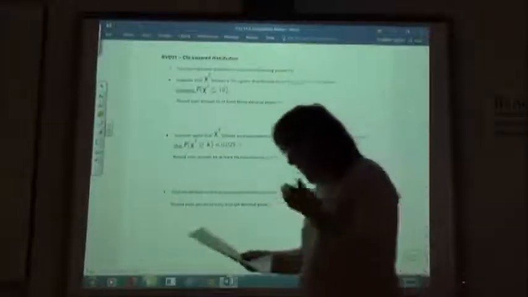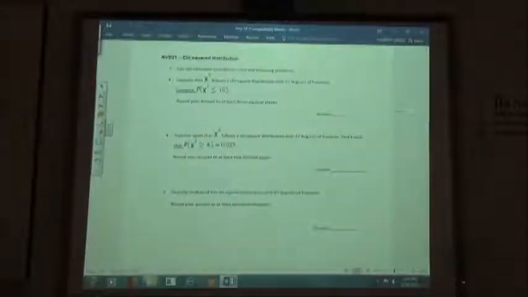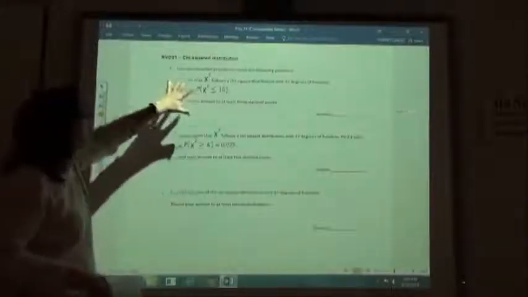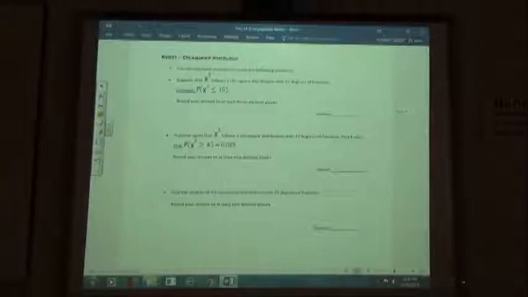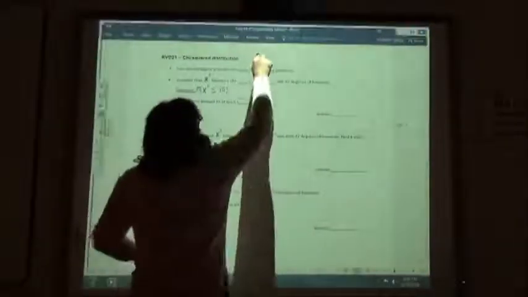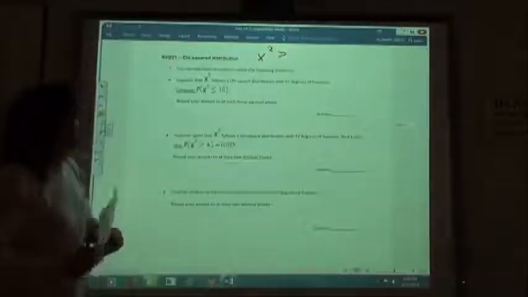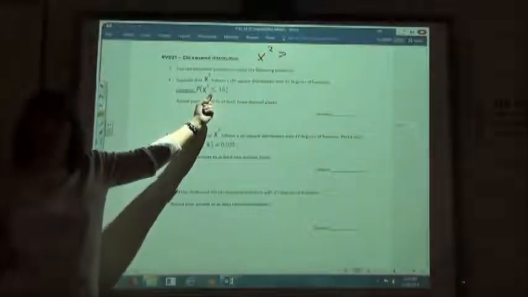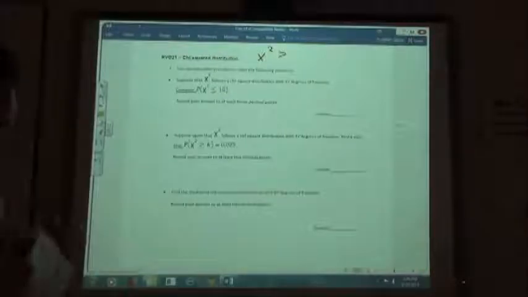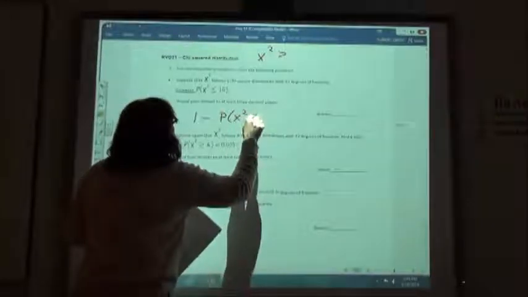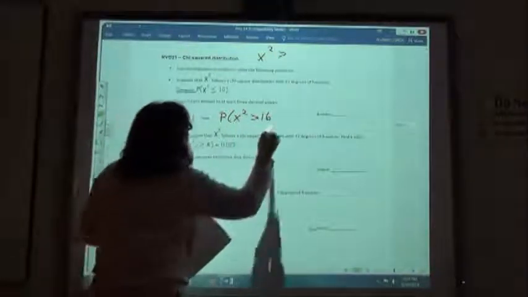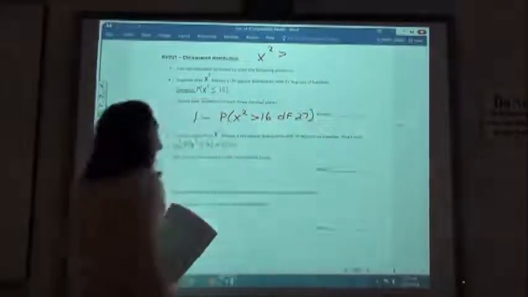All right. The next one is a different kind of measurement. It's called chi squared. It looks like an x squared to me, but it's chi squared. But it's going to be the same kind of thing. I'm going to use the Alex calculator to find the values. And so again, if you notice on your Alex calculator for chi squared, it's using the greater than symbol. So if I have a less than, I'm going to do 1 minus, just like I did with my t distribution. So I'm going to do 1 minus p of chi squared is greater than 16 with a degree of freedom of 27, it says on this one.